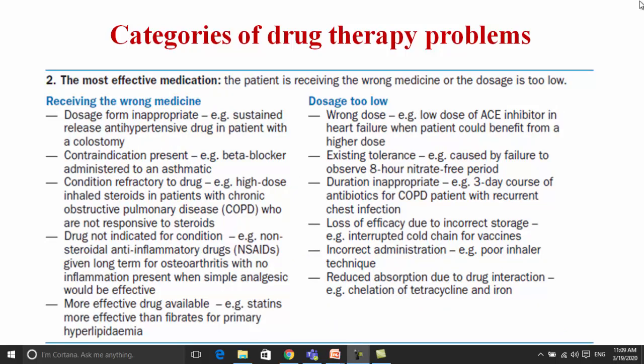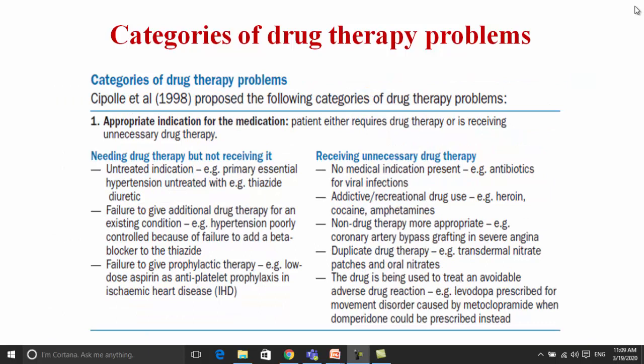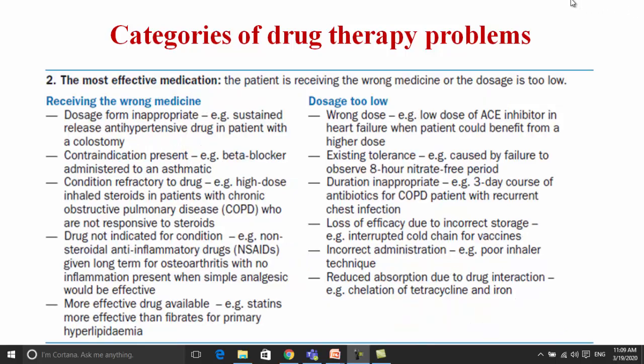So the first big theme or category is appropriate indication for medication. The second big theme or category is the most effective medication. The patient is receiving the wrong medicine or the dosage is too low. The first subcategory is receiving the wrong medicine.